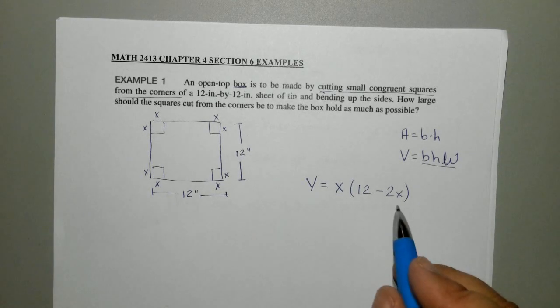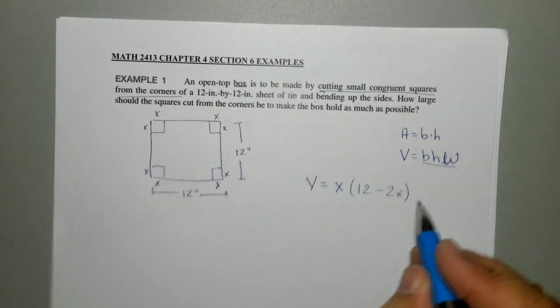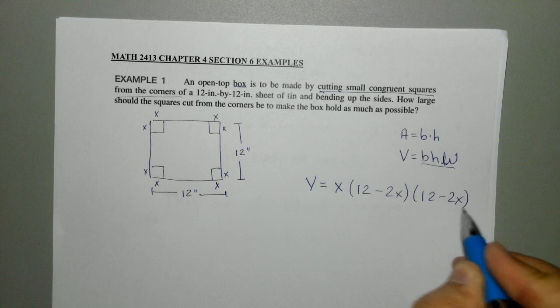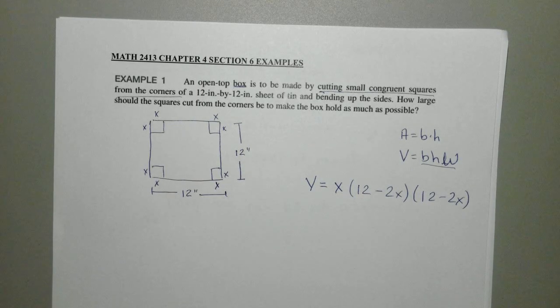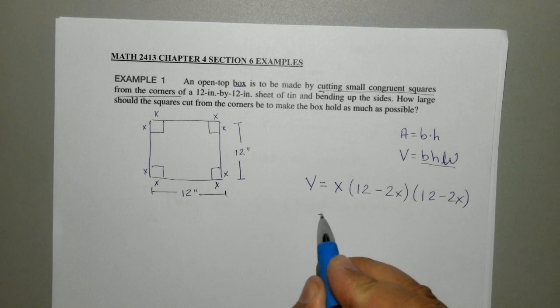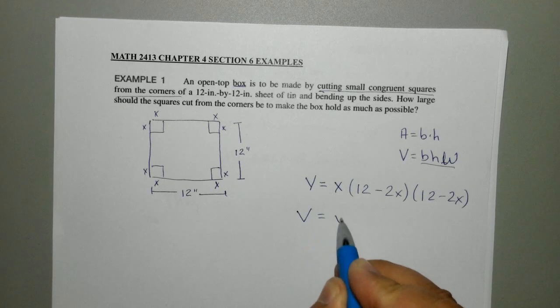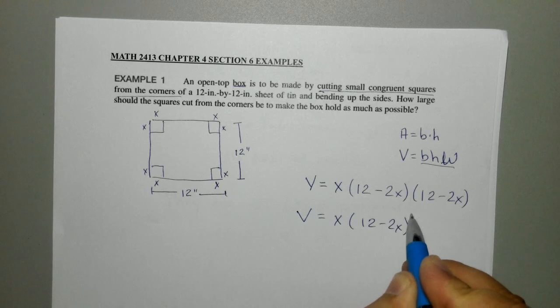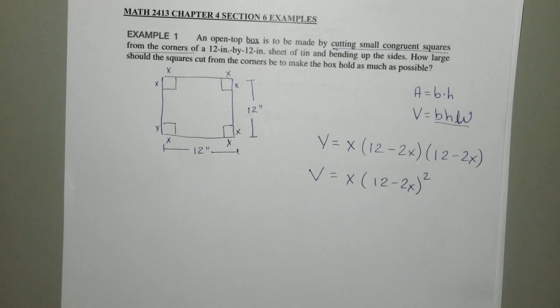Do we have one of those or two of them? Because remember, it's a square. So the length and the width are the same dimensions. So the volume can be written as this.